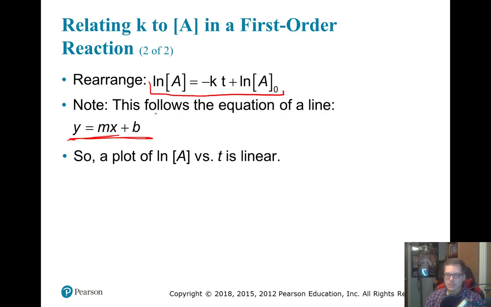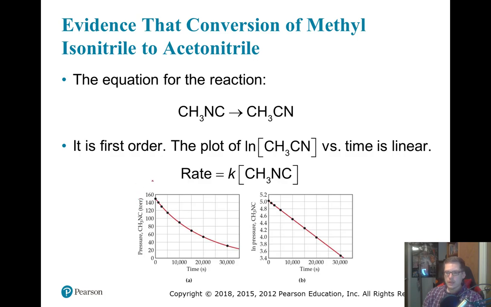Your x is your t, and your y-intercept is this natural log A naught. And if we take these values, for a first order reaction, and we plot them, the natural log of A versus time is a linear line. It's pretty wild. Okay, so we'll do the same thing with this conversion of this isonitrile into acetonitrile.